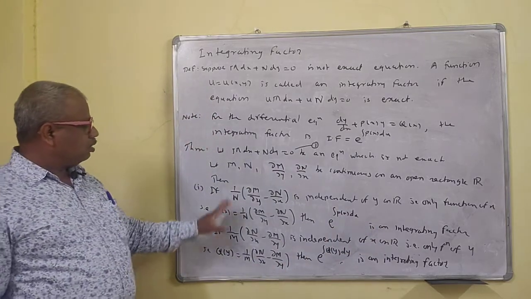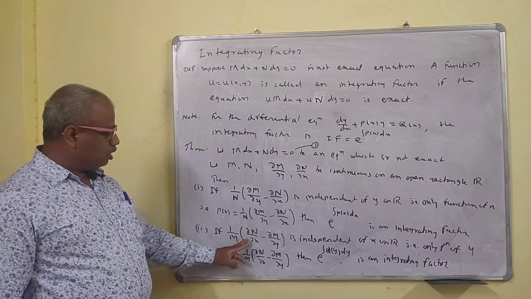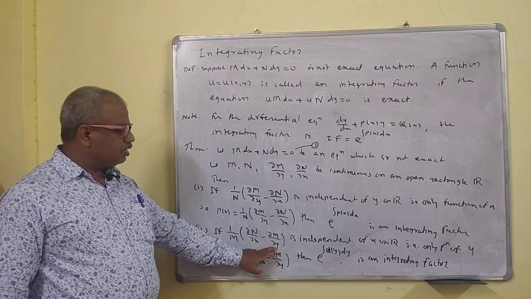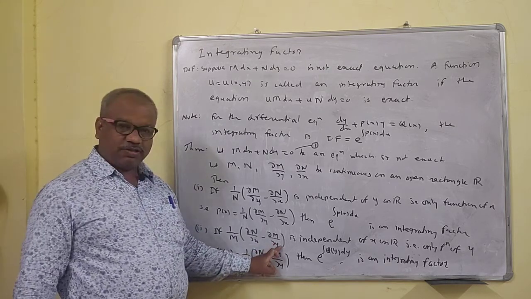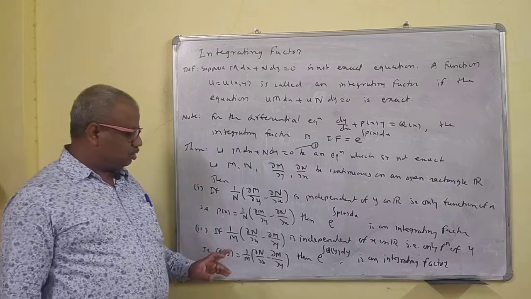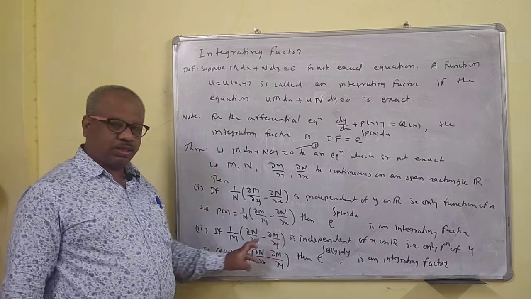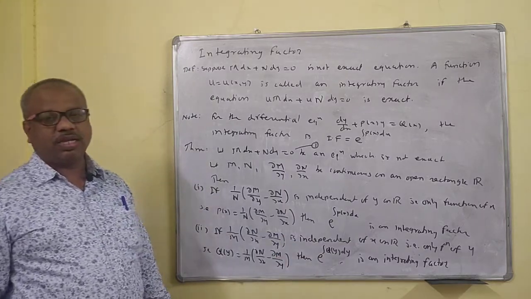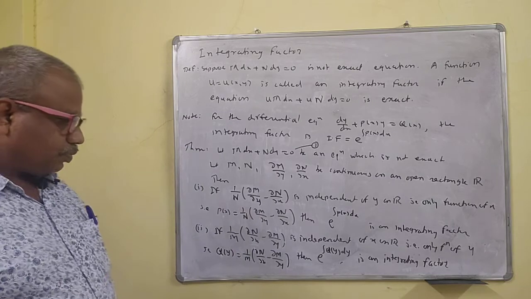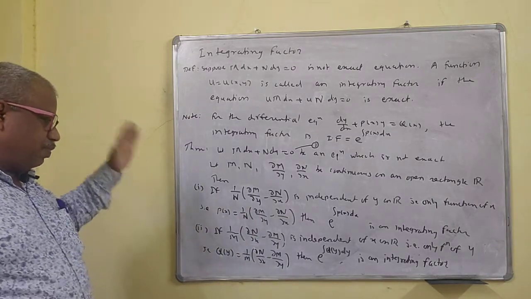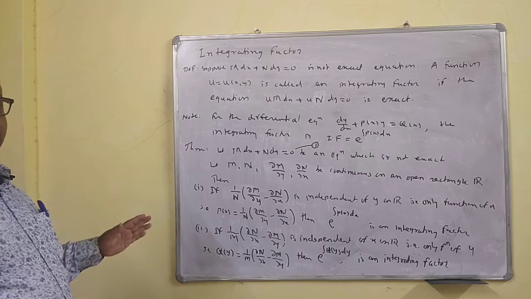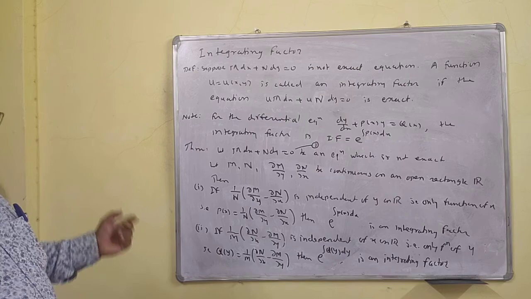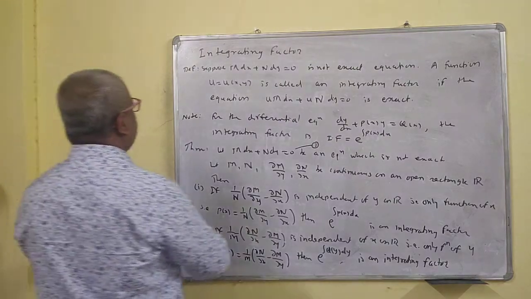Similarly, in the second method, we take 1 by M times dou N by dou x minus dou M by dou y. If this is not a function of x, that means it is a function of y only, we write it as q of y. Then e to the power integral q of y is the integrating factor. Now we will see how to solve a differential equation that is not exact: how to find the integrating factor and the solution. We will discuss with problems.